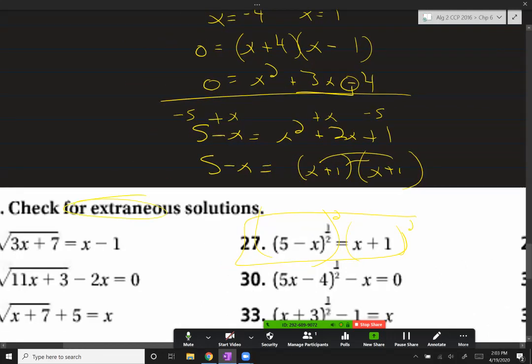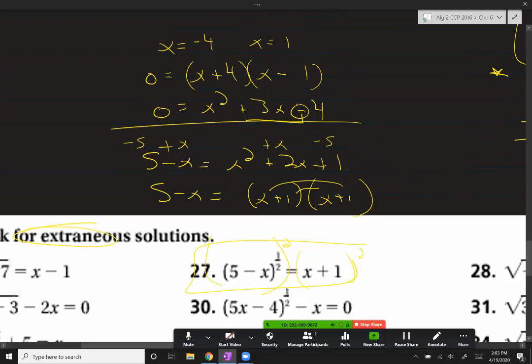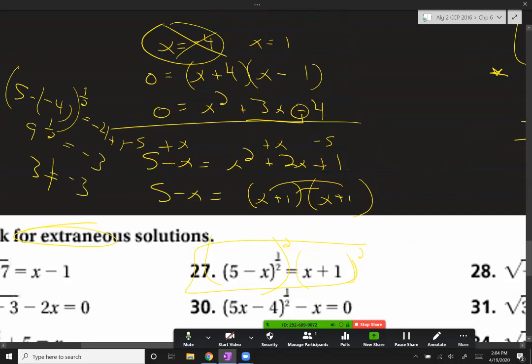Notice this one says we got to check it. Check, check, check. So remember, we're going back to the originals. Negative 4. 5 minus negative 4. We're going to take the square root of that. Is it equal to negative 4 plus 1? Is it equal to negative 3? Let's find out. So this is going to be 9 to the 1/2 power. Is 3 equal to negative 3? No. 4, you're no good for us.